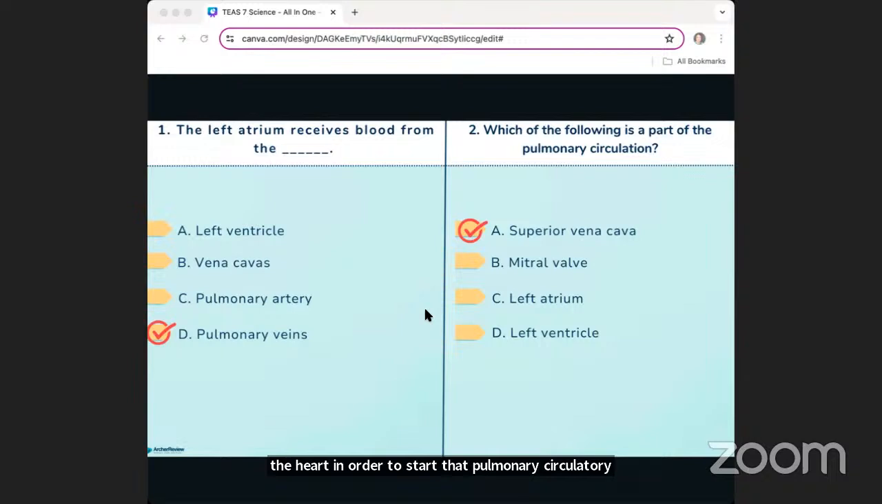The mitral valve is a valve on the patient's left side of the heart, and that's not a part of pulmonary circulation. The left atrium and the left ventricle, again, on the left side of the patient, are the systemic circulation, delivering the oxygenated blood to the body. It's not depleted blood that needs to go to the lungs.